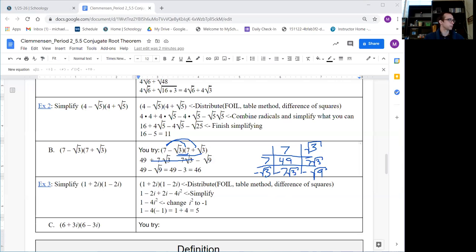Are there any questions on that? Any more questions? If that makes sense. Or do you want me to show the other FOIL method? Anything like that.